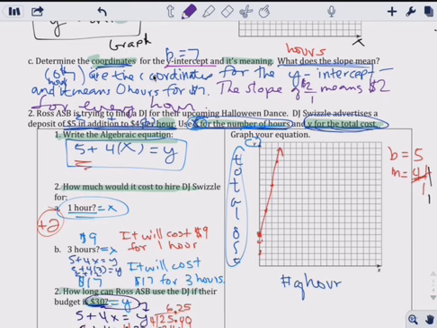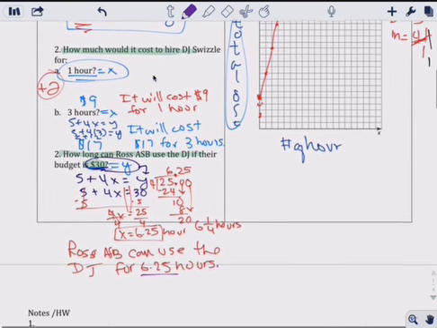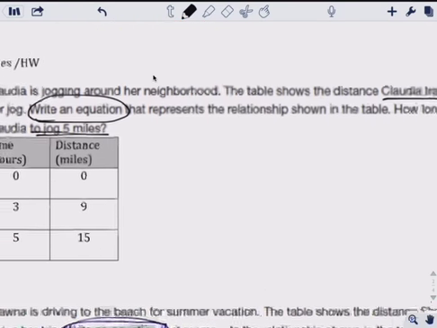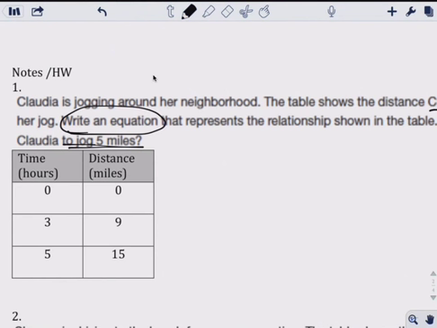We finished number 2 in all the classes, so you should have this in there. Number 1, for most classes we did this. Claudia is jogging around the neighborhood. The table shows the distance Claudia traveled during her jog. They want you to write an equation that represents the relationship shown in the table. How long will it take Claudia to jog 5 miles? So first the equation, then how long for Claudia to jog 5 miles.